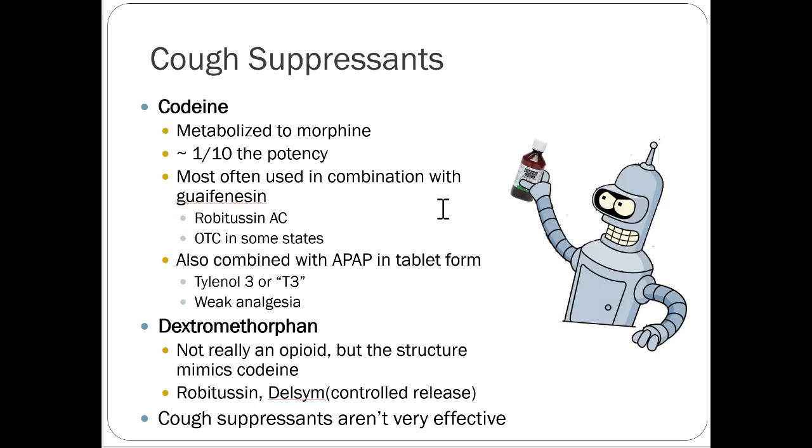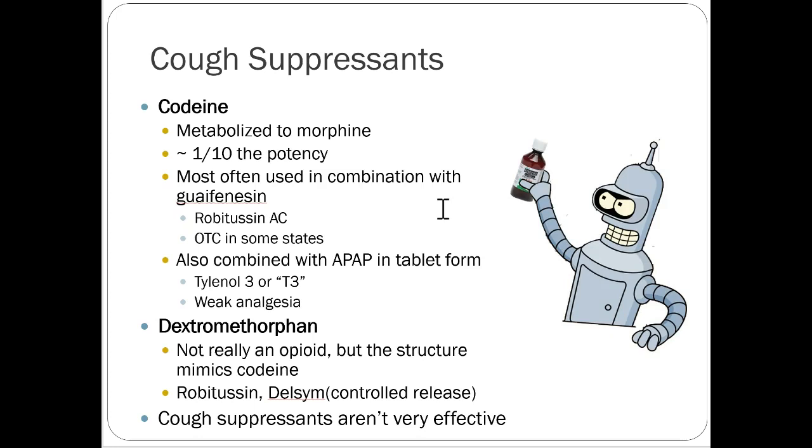Dextromethorphan is something you'll see in pretty much every over-the-counter cough suppressant. It's not an opioid, really, but the structure is designed to mimic codeine. Because opioids are cough suppressants, dextromethorphan was designed that way specifically.